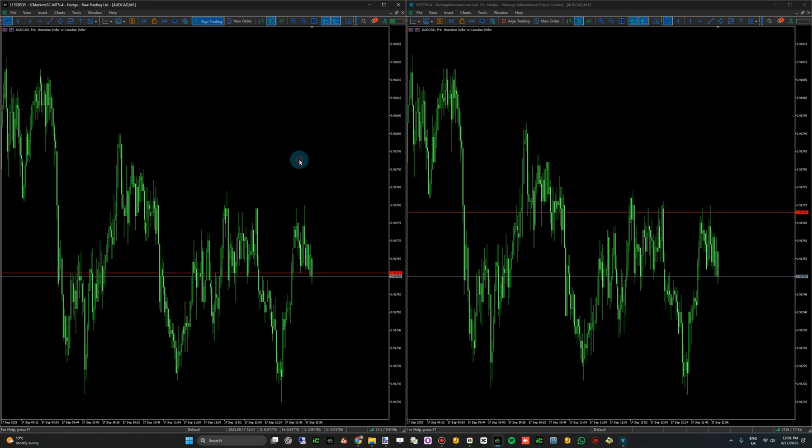And on the same asset, and you can see these are exactly the same quotes, it's the Australian dollar against the Canadian dollar quotes.